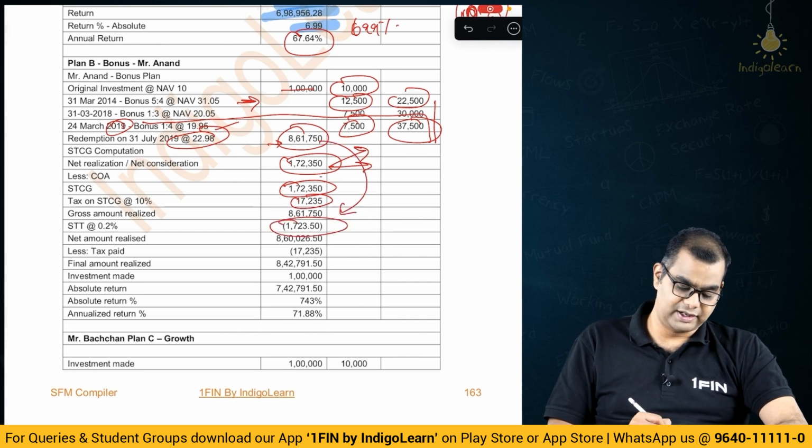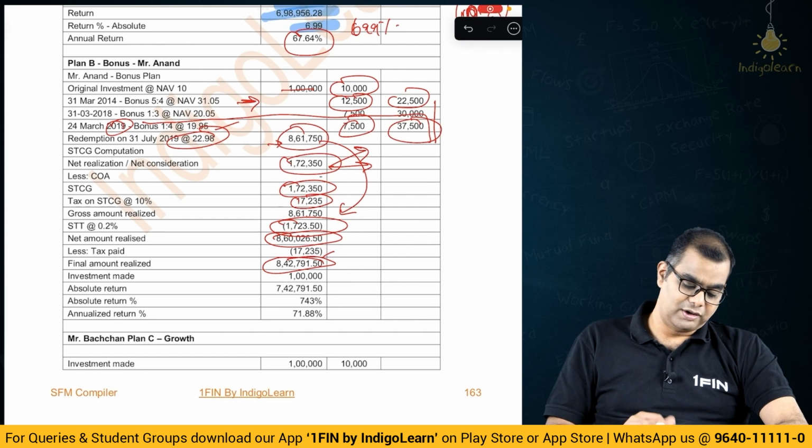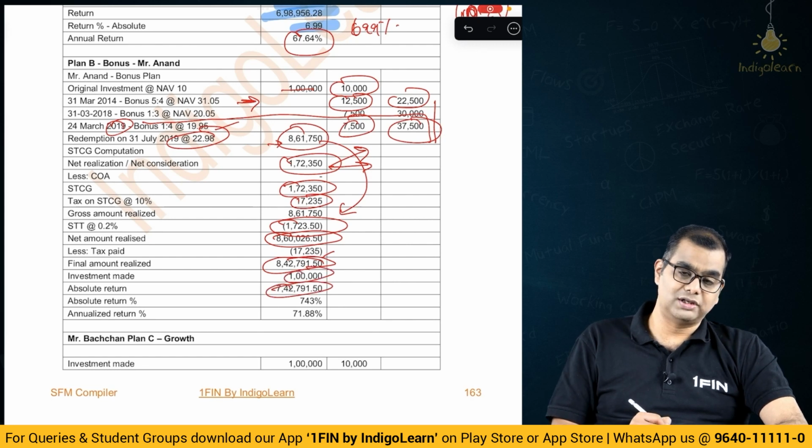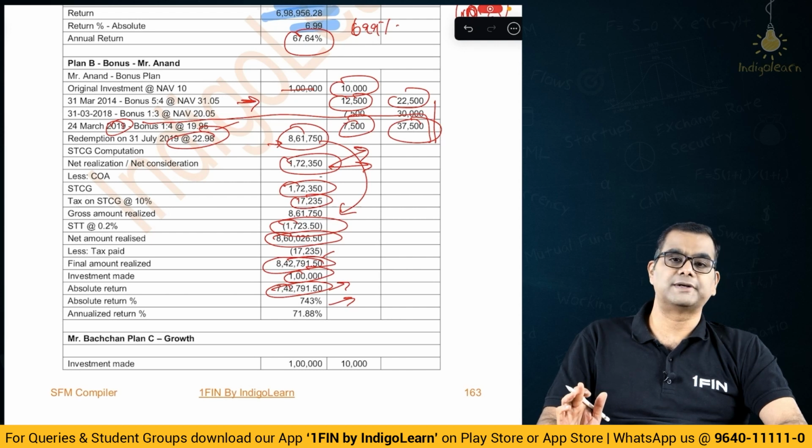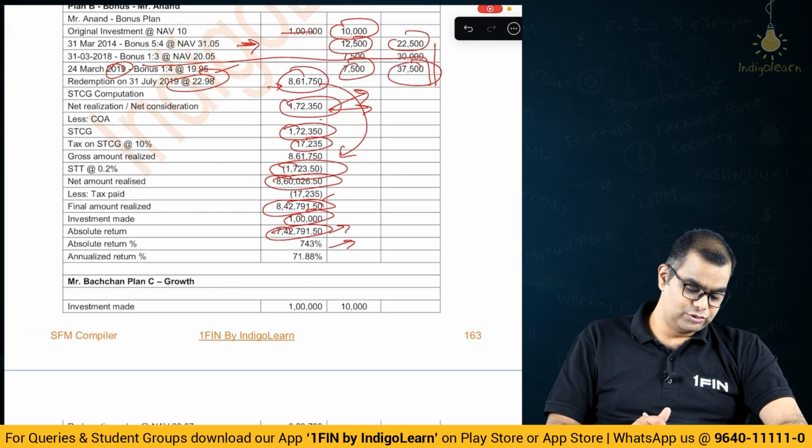STT, which is 1,700. So, the net amount realized is 8,60,000 minus 17,000, you get the final amount realized as 8,42,000. What is the original investment made? 1 lakh. Total increase in investment is 7,42,000, which is a return of 743% over 10.25 years. You divide 743 by 10.25, you will get something around 71-72%. Right. So, this is what you do in case of plan B.